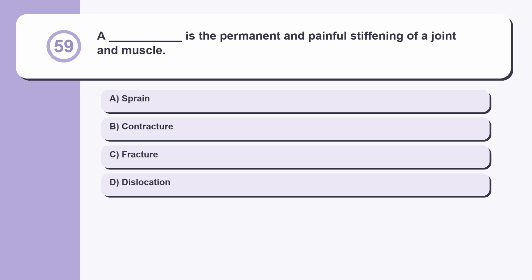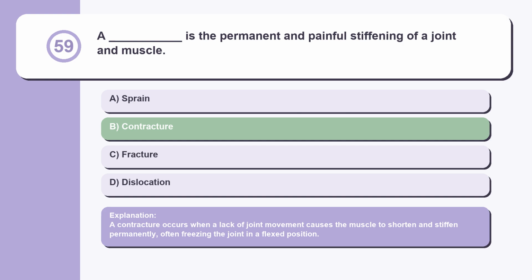Question 59. A blank is the permanent and painful stiffening of a joint and muscle. Sprain, contracture, fracture, dislocation. A contracture occurs when a lack of joint movement causes the muscle to shorten and stiffen permanently, often freezing the joint in a flexed position.